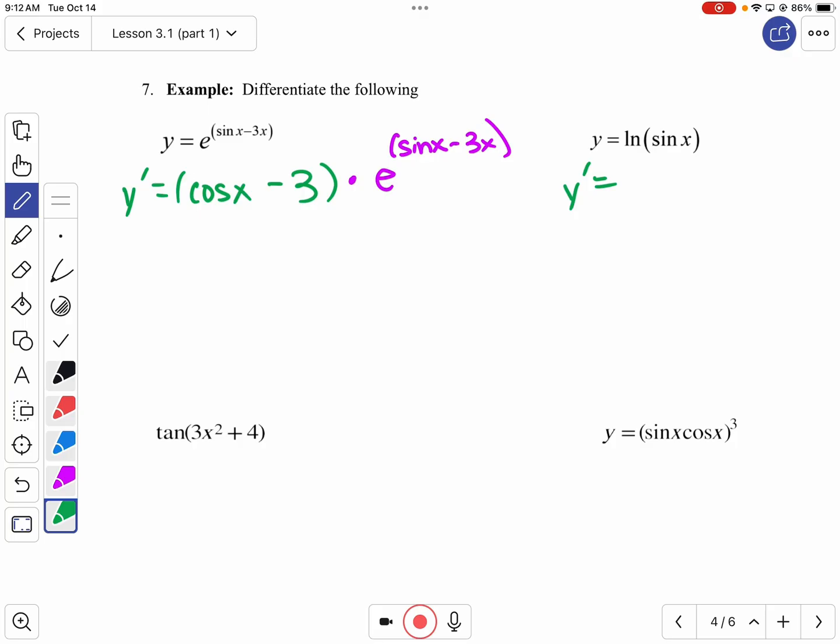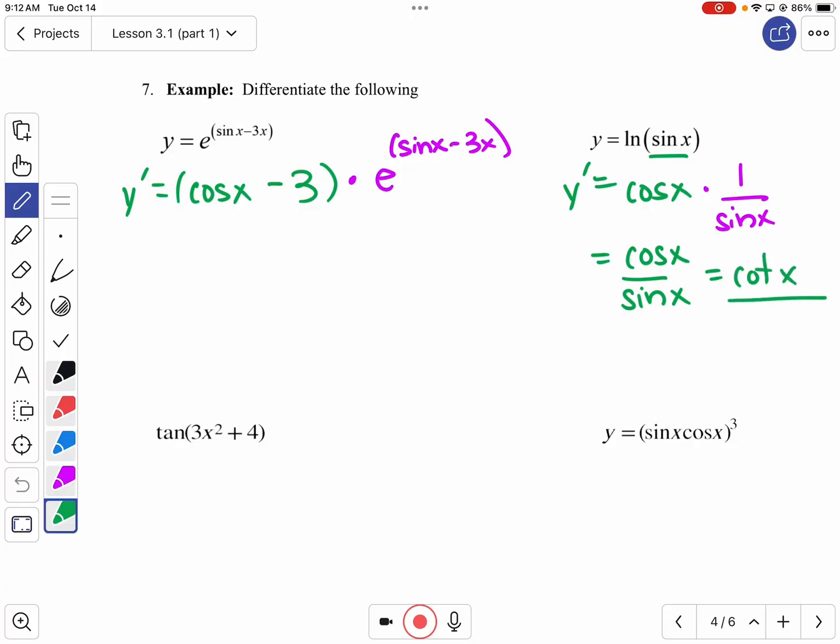So my inside is what? And what's the derivative of sine? Cosine. My outside is ln. What's the derivative of ln? 1 over, I would keep it sine. So this becomes cosine over sine. That should look familiar to you. What is that the same thing as? Cotangent. Yep, it is cotangent.